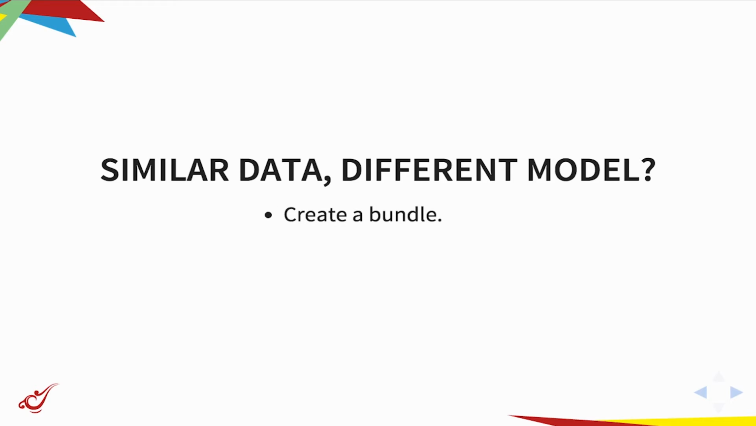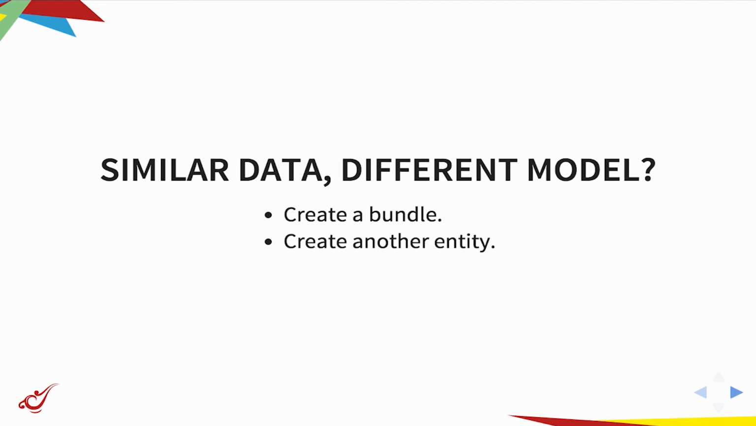So what if you have multiple entities, but they're similar, but they have a different model, like they need different fields? There are a couple of ways that you can handle this. One way is you can create a bundle. Does everybody here know what a bundle is? It's basically a content type. What a content type is to a node, a bundle is to an entity. So you can create a bundle, or you could create a whole other entity.